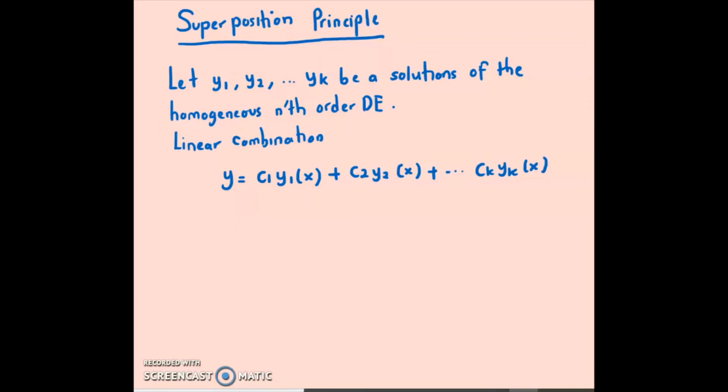For example, if we choose k equals 2, then I have y equals c1 y1(x) plus c2 y2(x). So we can say that y1 and y2 are solutions of the homogeneous equation. We let them be the solutions, and then we see whether they can give the solution.